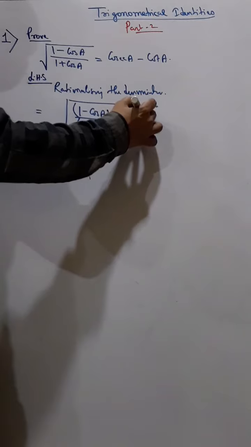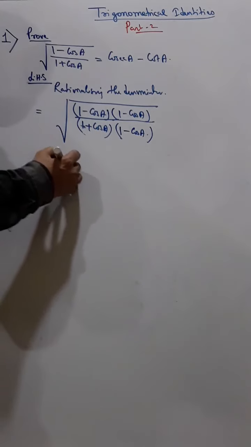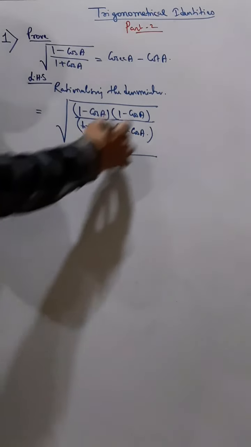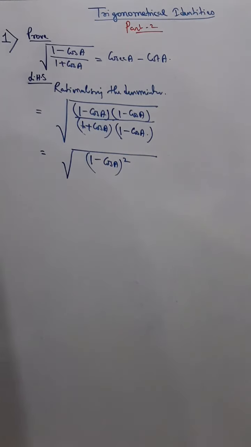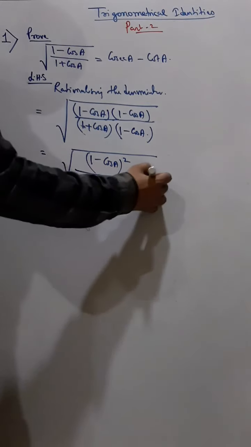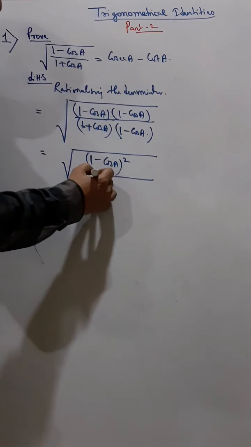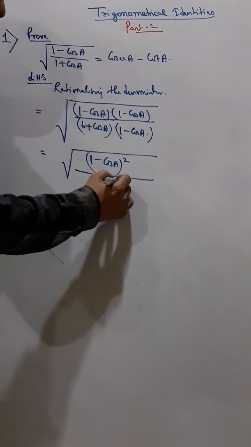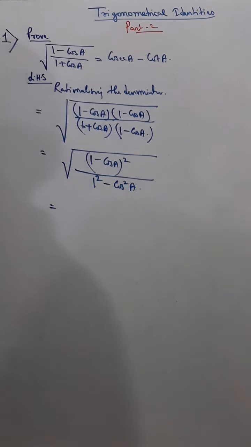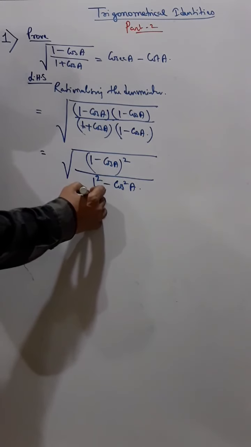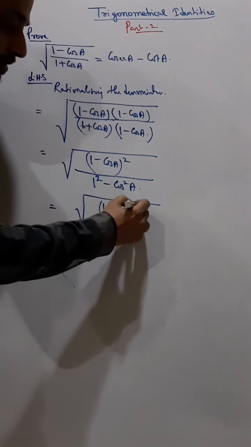So I will do it like this. I hope you know how to do rationalizing. Now this becomes 1 minus cos A whole square, right? And this becomes 1 square minus cos square A, so that's the A minus B, A square minus B square formula. So finally we can say we are getting what? 1 minus cos A whole square.